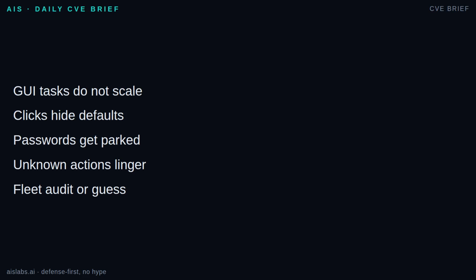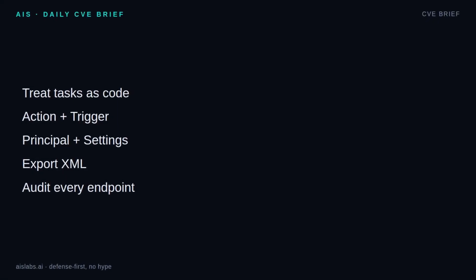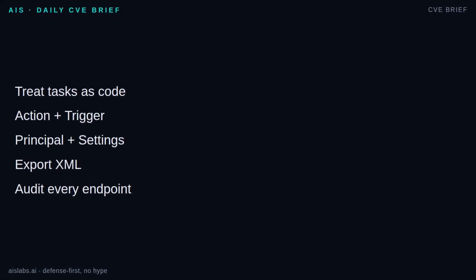At fleet scale, the question is not, does this task exist on my machine? The question is, which machines have it? What identity runs it? What executable starts? Who authored it? And when was it created? The core move is simple. Define scheduled tasks as code.